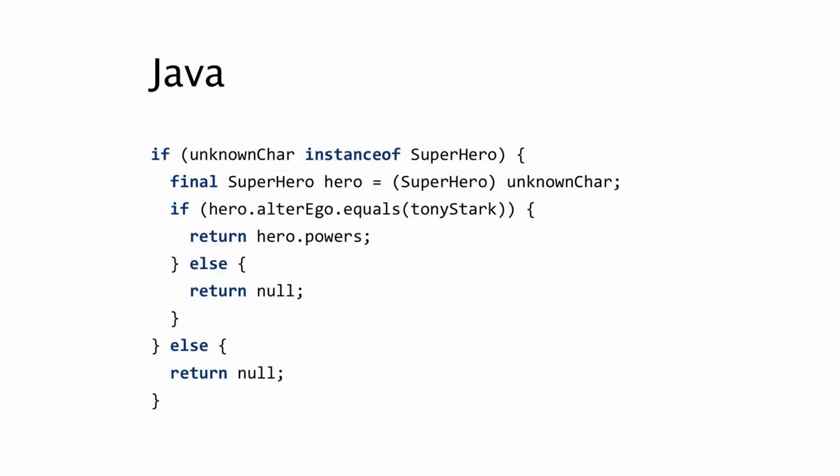This is the idiomatic Java code you would have written to solve this problem, to get this power. You see, it's a lot of boilerplate. You check the type of the unknown character. If it's a superhero, you typecast it. Then you check if its alter ego is Tony Stark, and if it is, you return the hero's powers. Otherwise, you return null. So it's quite a long code.